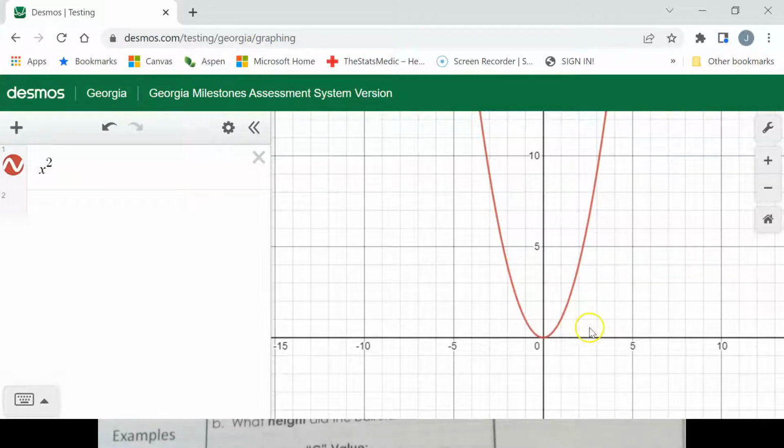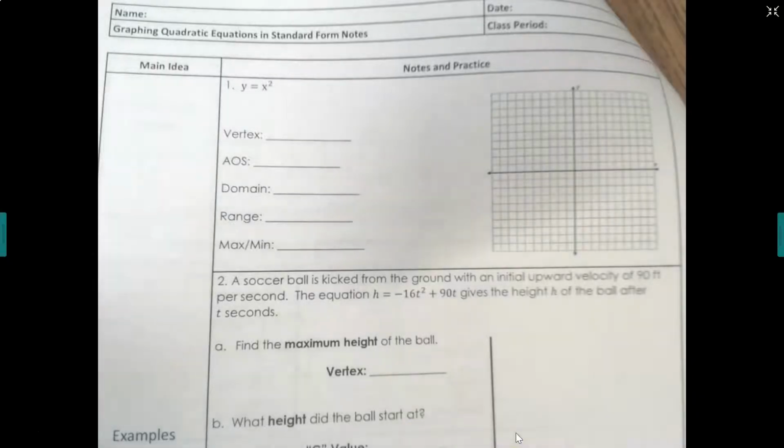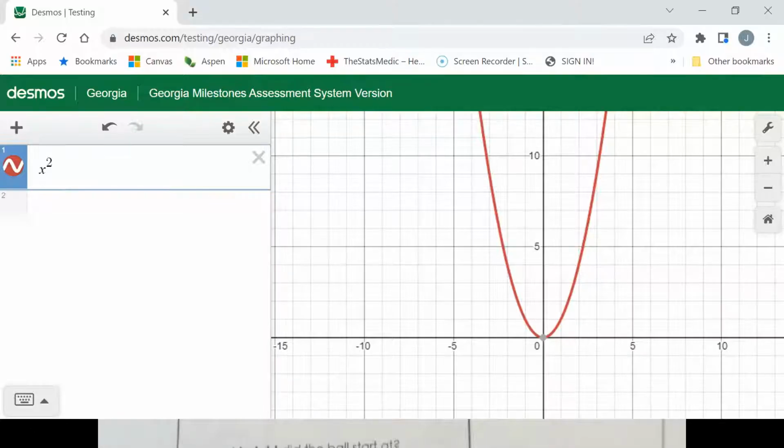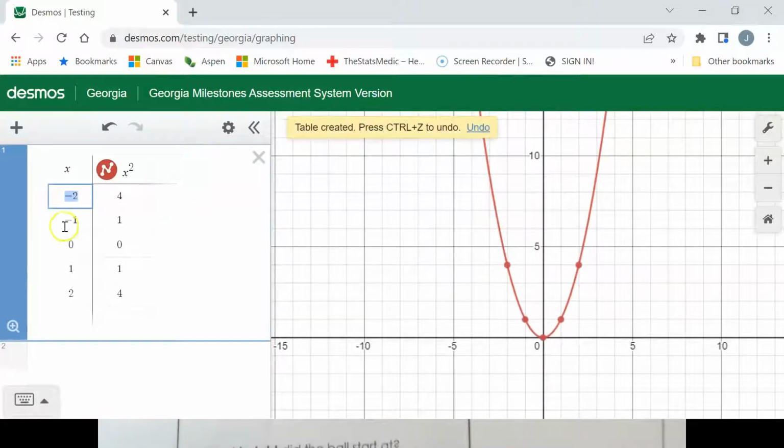What I want to do to sketch this is get some important points. Here's my vertex, or where the graph turns around. It's at 0, 0, so I'm going to graph 0, 0 on here. Then I'm going to find some more points, and there's a couple ways we can do this. We can look at the table of values. That's helpful, and it will show us some points, like -1, 1. Notice how it's labeling these for us.